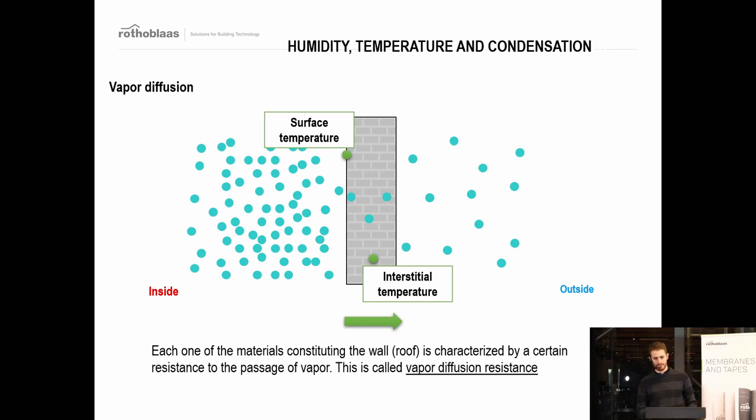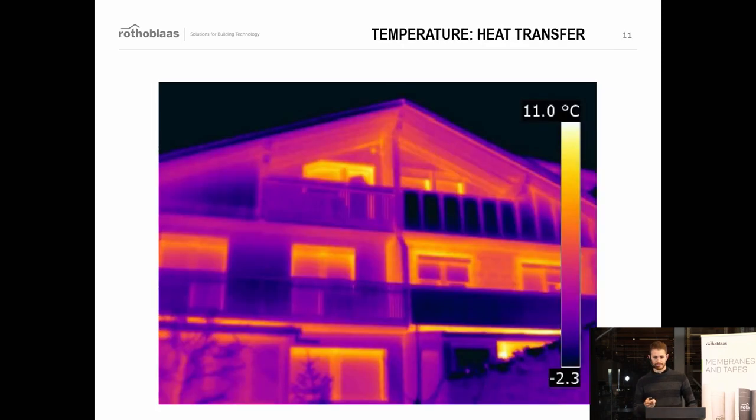And we just explained before that when the vapor contained in the air reaches a certain temperature, which is about 13 degrees usually, it can condensate. So we don't want our vapor to condensate on the surface, neither on the surface or on the inside of our wall, for example. So the temperature is very important, as I told you before.